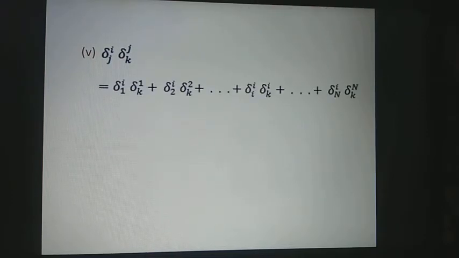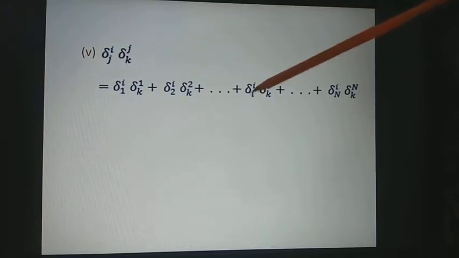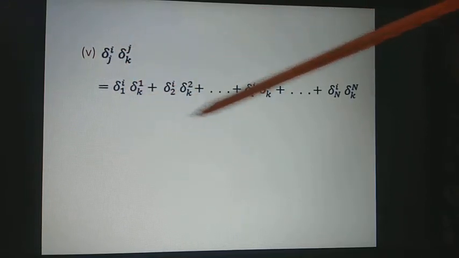Then the fifth result, delta ij delta jk. j is repeated twice, so the sum is taken over j, and hence we write it as delta i1 delta 1k plus delta i2 delta 2k, and so on, delta ii delta ik, plus and so on, delta in delta nk. The value of j is between 1 and n.